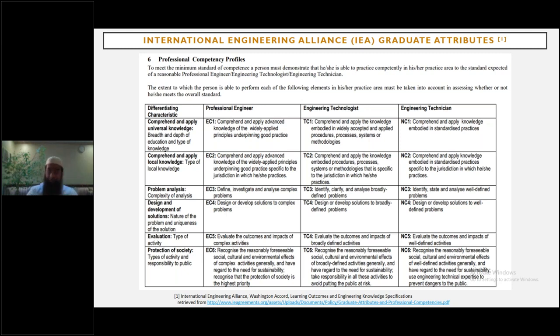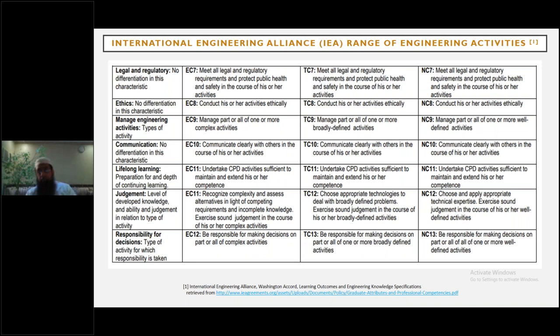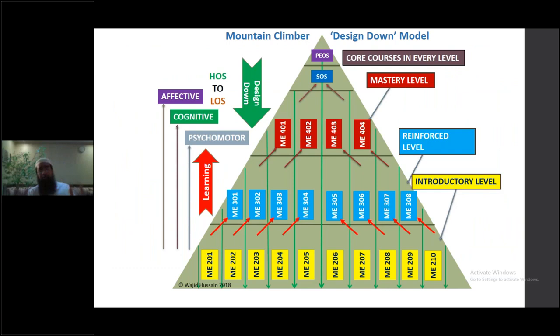That's what the earlier slide was: to integrate emerging skills with the Washington Accord profiles, which are the professional society profiles, and integrate them into the curriculum. The reason I'm telling you this is that when you write outcomes, you don't start with an ad hoc approach. You have to bring this whole sphere of thinking into perspective and then deliver.